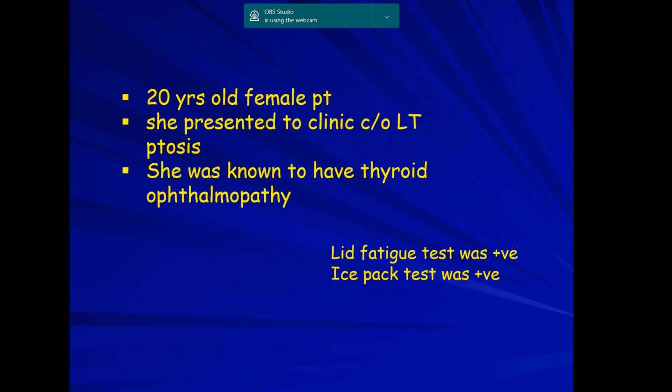So I did a lid fatigue test for her and it was positive, and an ice pack test and it was also positive. I'd like to say here that the ice pack test is a pathognomonic test for myasthenia gravis, unlike lid fatigue. So she also had myasthenia gravis.